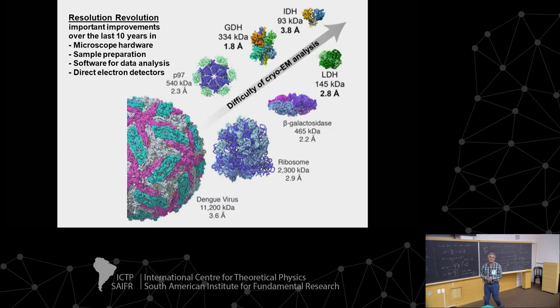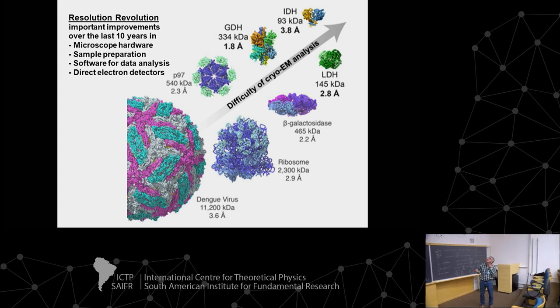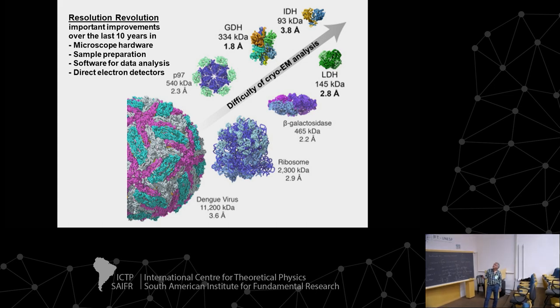Okay, so this has created big advances in microscope hardware, sample preparation, and software to analyze the data. And the direct electron detectors have created what they call this resolution revolution. And so now we're getting dozens or hundreds of structures being produced every year at quote-unquote atomic resolution. It's not really atomic resolution, it's molecular resolution. You can see the side chains, you can identify aromatic side chains, etc.